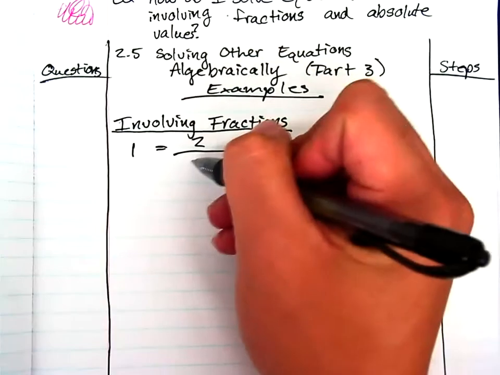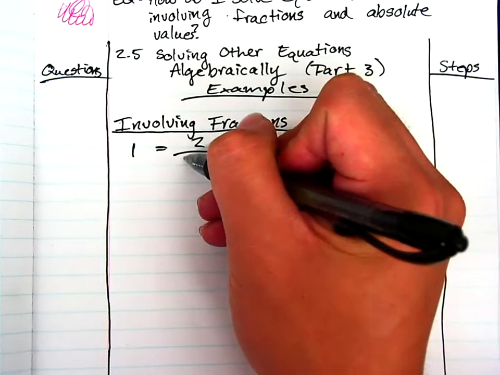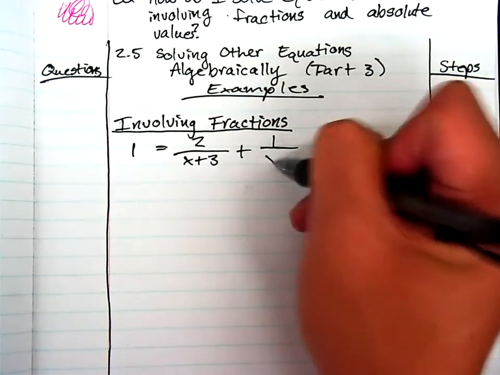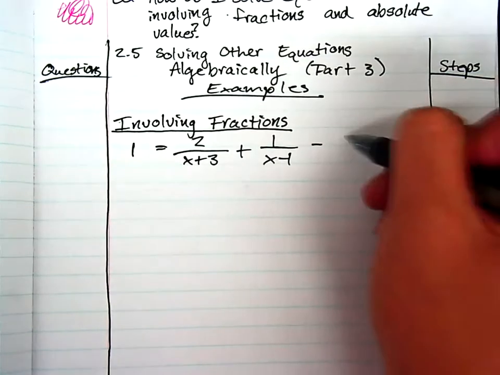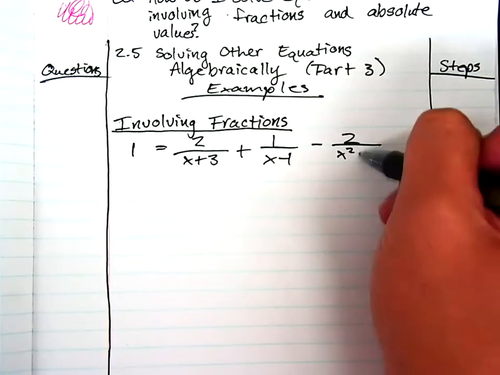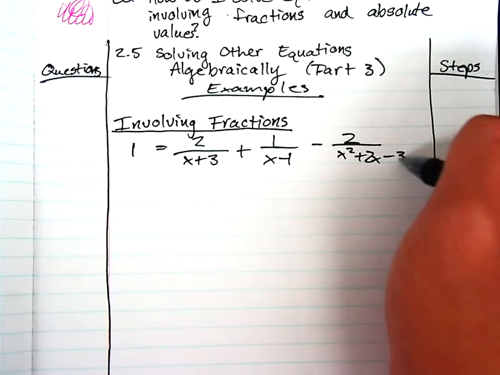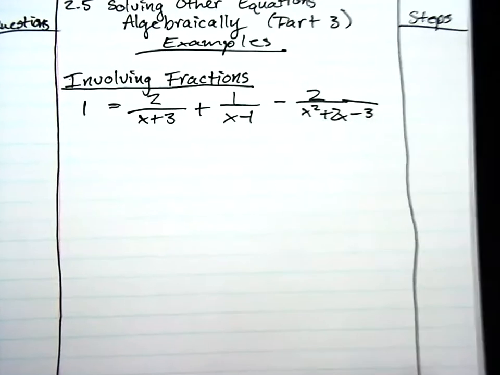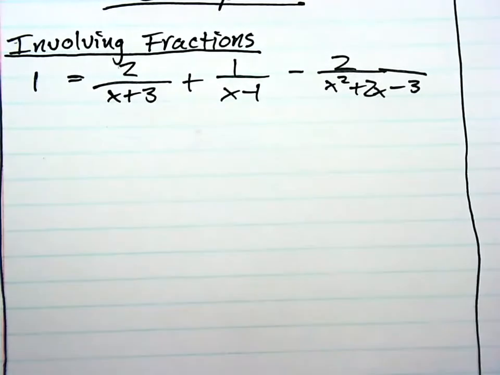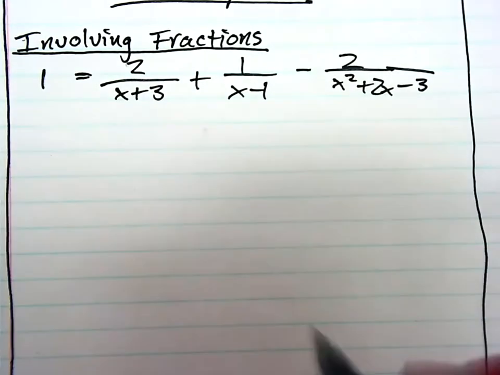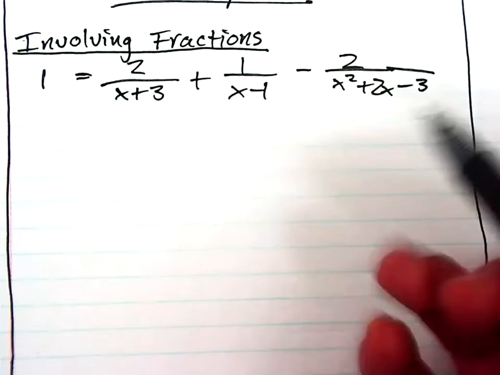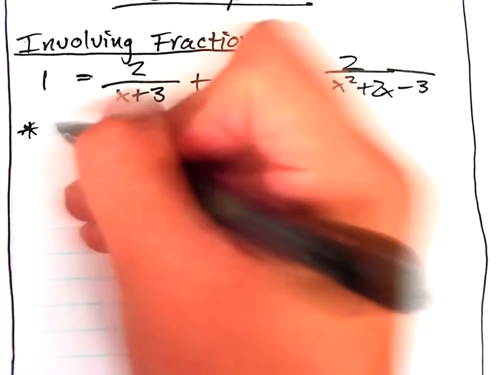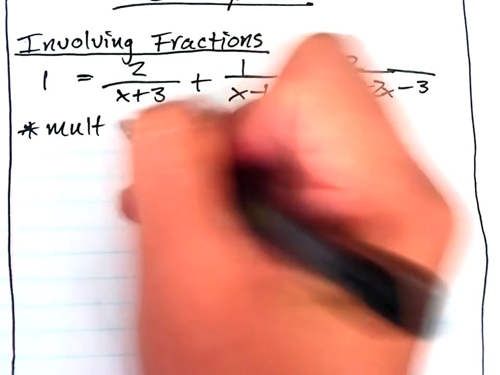So example 1, we're going to have 1 equals 2 over x plus 3 plus 1 over x minus 1 minus 2 over x squared plus 2x minus 3. Now looking at this, it's obviously not the most pleasant thing to work with, but we can actually make it a lot easier. The best way to work with equations that have fractions is to multiply everything by the LCD.